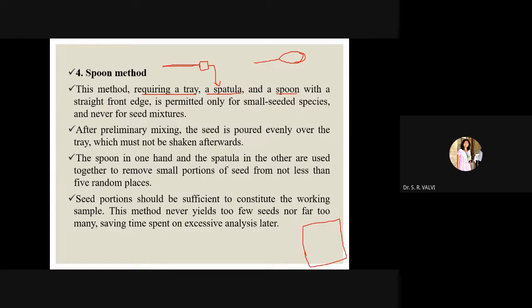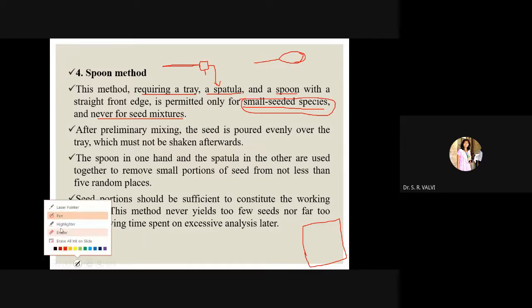With a straight front edge. So here you can see the front edge is straight and is permitted only for small seeded species and never for seed mixtures. This is very important: small seeded species. Because see our part is this portion, okay? One end of this spatula and this is the end of this spoon. So these are very small portions in which we are going to take the seeds which should be considered as a working sample, right?